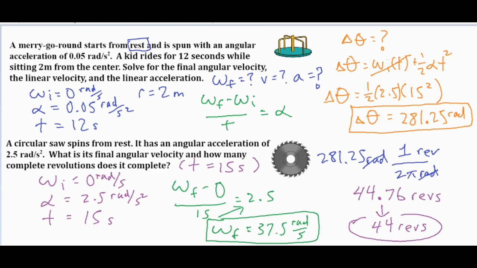Now it says how many complete revolutions does it complete? So that is very, very close to 45, but it does not complete that 45th revolution. So our answer is 44.